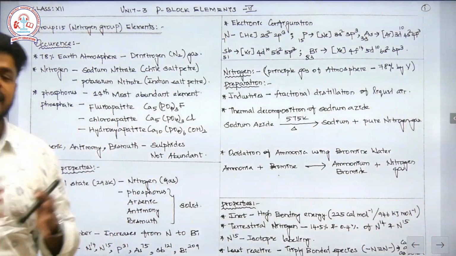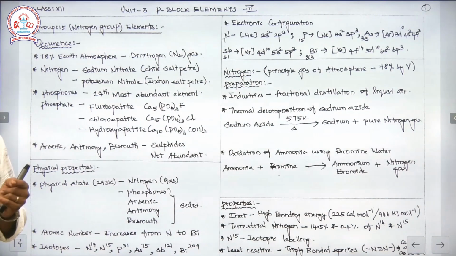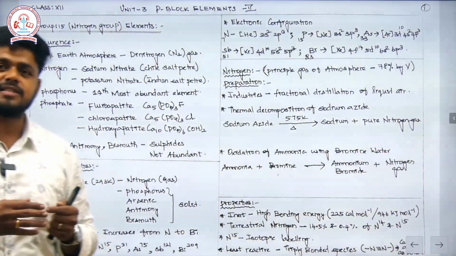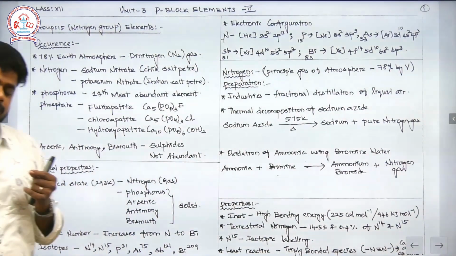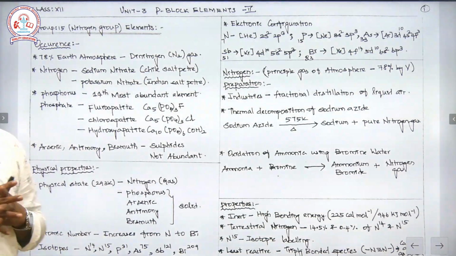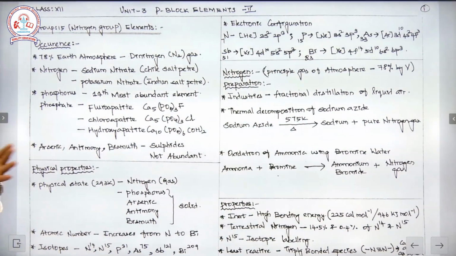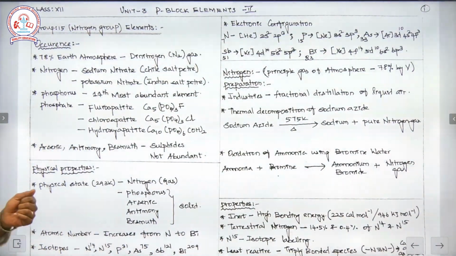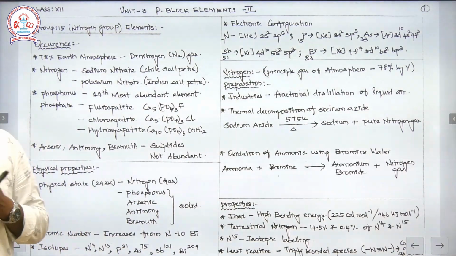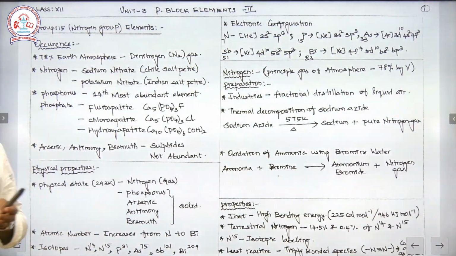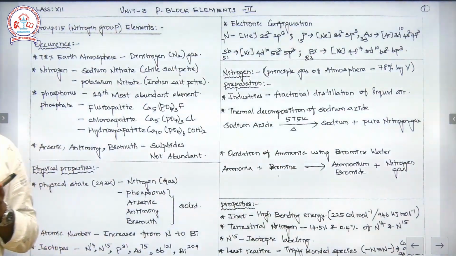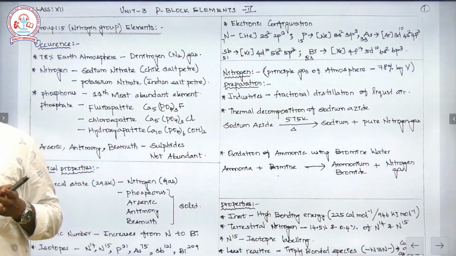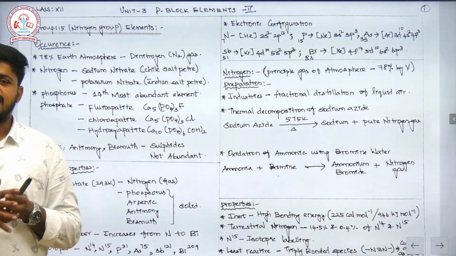To summarize, nitrogen makes up 78% of the air, and in compounds it exists as Indian saltpetre and Chile saltpetre, with molecular formulas KNO3 and NaNO3. Phosphorus, the 11th most abundant element, exists as fluorapatite, chlorapatite and hydroxyapatite. Fluorapatite is Ca5(PO4)3F, chlorapatite is Ca5(PO4)3Cl, and hydroxyapatite is Ca10(PO4)6(OH)2.